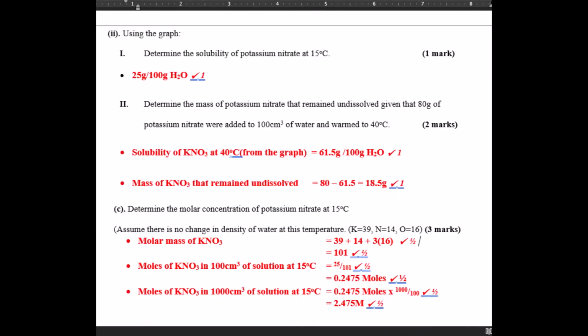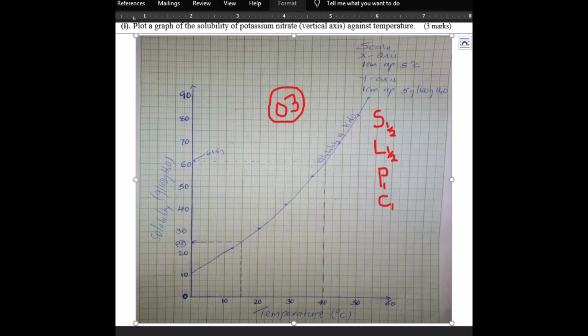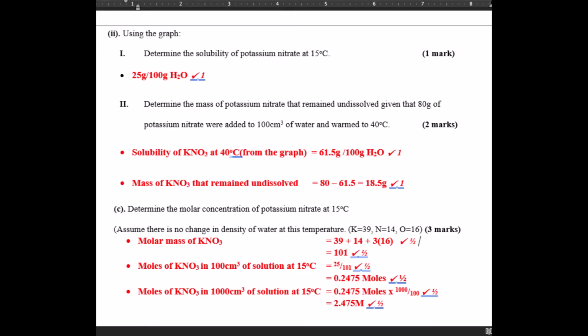So going on, we are supposed to use the graph and now determine the solubility at 15 degrees Celsius. As you can see in the graph, kindly show at 15, try to interpolate and show how you obtain the solubility. On the graph, it's well indicated, and the solubility is 25 grams of potassium nitrate in 100 grams of water.